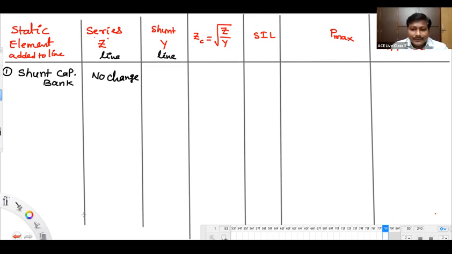What happens to shunt admittance? See, the natural shunt element of the line itself is capacitive. But we are adding an extra capacitor bank now. So the overall shunt admittance of the line increases. If Y is increasing, ZC decreases. If ZC is decreasing, SIL value increases, which is V square by ZC.